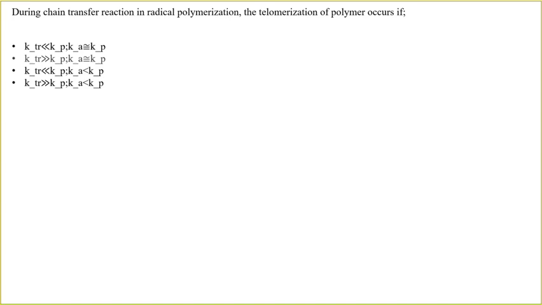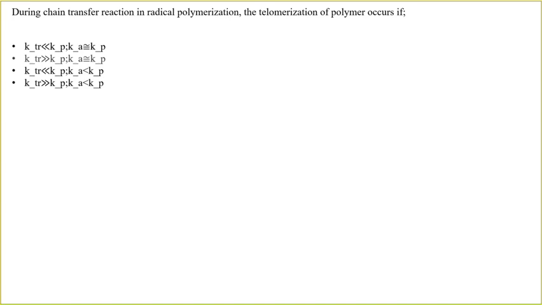Since the chain transfer reaction is very fast, it is not able to propagate properly and it is forming small chains. Because of that, this phenomenon is called the telomerization of the polymer. So when the chain transfer reaction is very high during polymerization, the telomerization process occurs and small polymeric chains are formed.